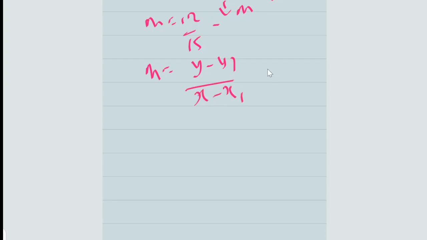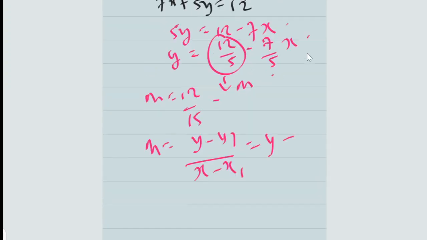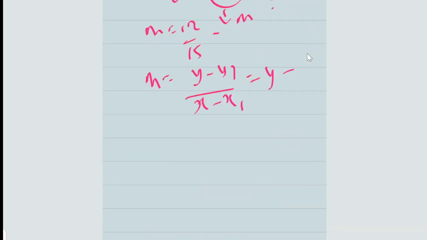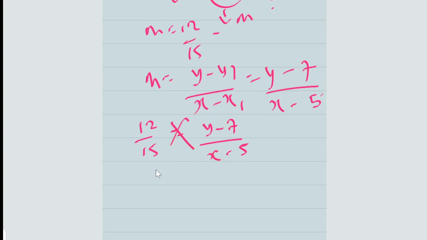X minus x1. So then your y minus, what is your y1 in this sense? I think that is 7 divided by x minus 5. And we have our slope here to be what? To be 12 over 5. So this will now be 12 over 5, sorry, is equal to y minus 7 over x minus 5. So if you cross multiply, this is 12 into x minus 5 is equal to 15 into what? Y minus 7.